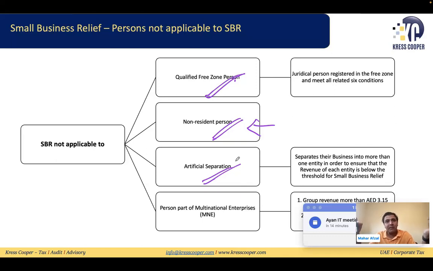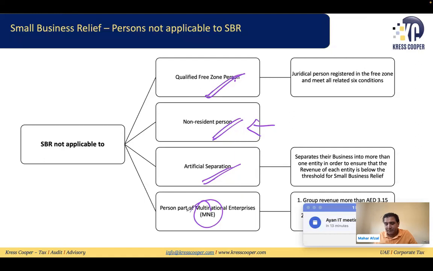a small business relief. But if there is a genuine need, commercial sense is there, businesses are separate, resources are separated, offices are separated, negotiation is separate, customer base is separate, then there is a possibility that you can go for it as a separate business. In case this is a separate business, then you can go for a small business relief. Otherwise, with artificial fragmentation or separation, they will never be able to opt for a small business relief. Any company which is a part of a multinational enterprise cannot opt for the small business relief.